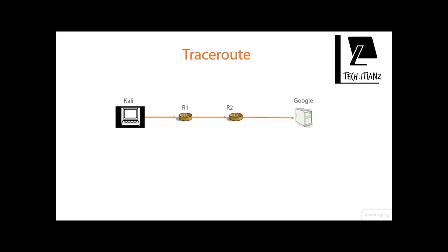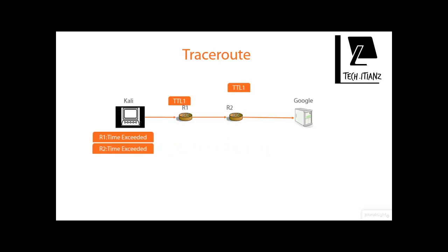First, the Kali host will send a TTL 1 probe to the router R1. Then R1 will pick it up and send a response back with time exceeded. Next, the Kali host will send a TTL 2 probe to R1. R1 picks it up and decreases it by 1, then it will send it to R2. R2 will pick it up and send back a time exceeded packet.